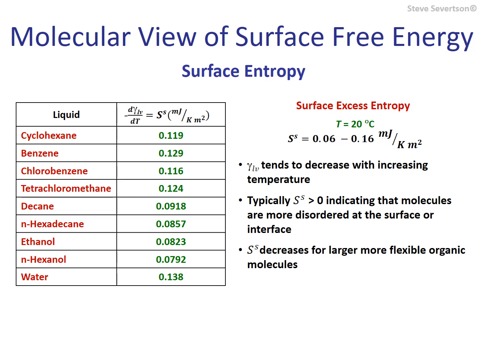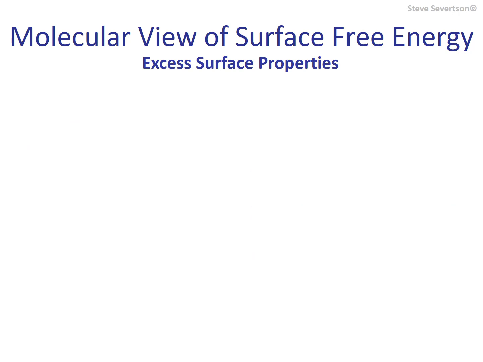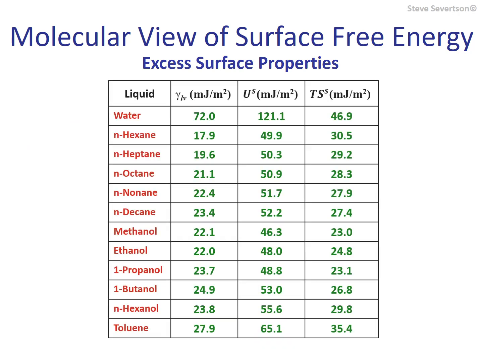Surface free energy decreases with temperature, and plotting surface free energy for a pure liquid against temperature tends to produce a straight line with a negative slope. This slope is the surface entropy for the measurement temperature. Values are usually greater than 0, indicating that molecules at the surface are more disorganized than in the bulk region. An initial review of the data also indicates that larger, more flexible species have lower surface entropy values when compared with smaller, more compact molecules. The table shows values for the surface free energy, total surface energy, and temperature-weighted surface entropy.